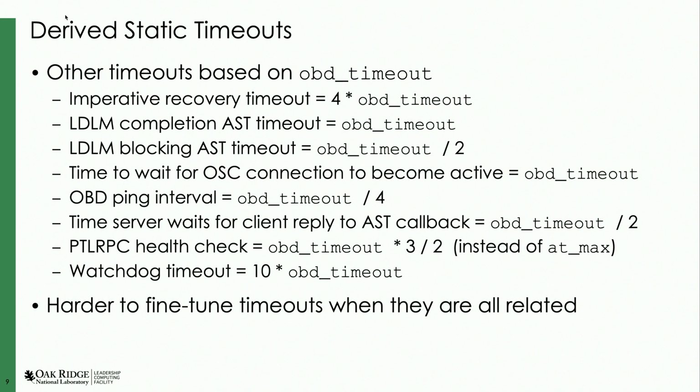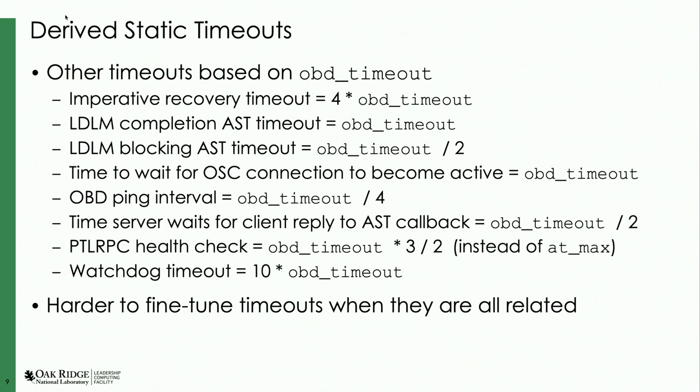And this list gives you an example of some of the other timeouts that are derived from the OBD timeout. You'll see things like imperative recovery is 4 times the OBD timeout. The lock completion AST timeout is the same as the OBD timeout, but the blocking AST timeout is half of the OBD timeout. And then you've got things like the OBD ping interval, which is set based on 1/4 of the OBD timeout.